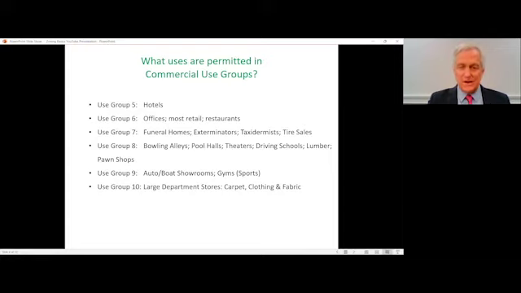Use group 9 is large showrooms, auto and boat showrooms, which you'll see on 11th Avenue in Manhattan up and down, in the 50s. You'll see all those auto showrooms. You go to waterfront districts, you'll see boat showrooms. And then you have gyms, I mean, not health clubs, but tennis courts, basketball courts. And then use group 10 is large department stores like Macy's, carpet, clothing, and fabric. So when you get into specialized use groups, you've got to make sure you can fit into the commercial district you're in.